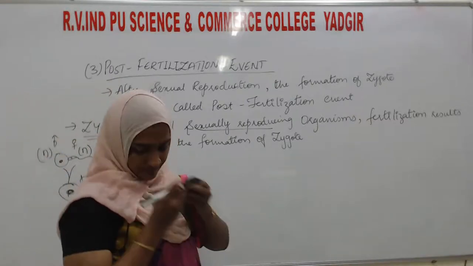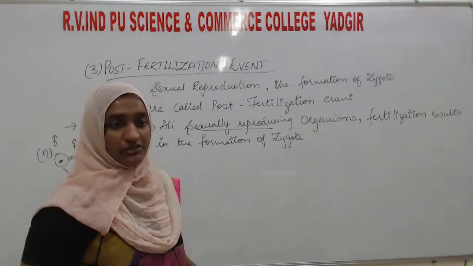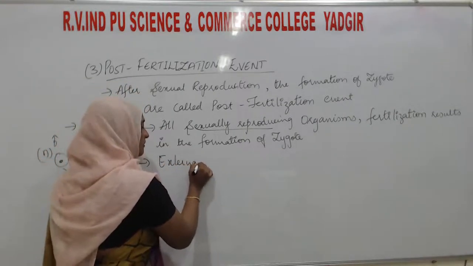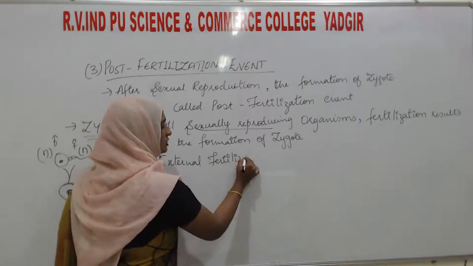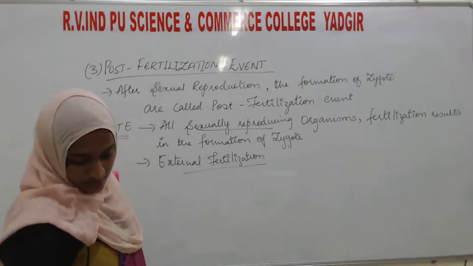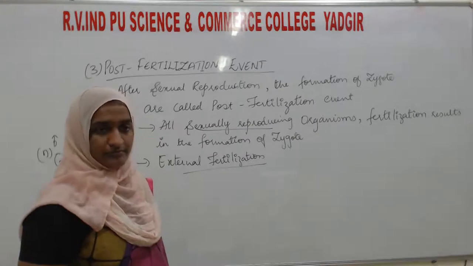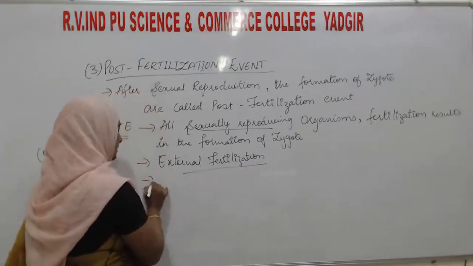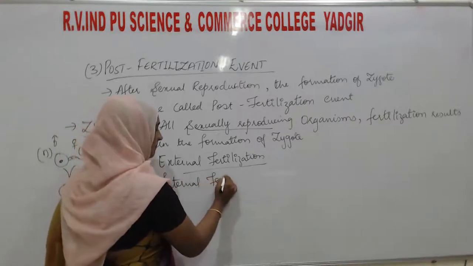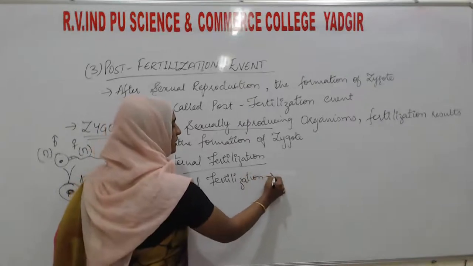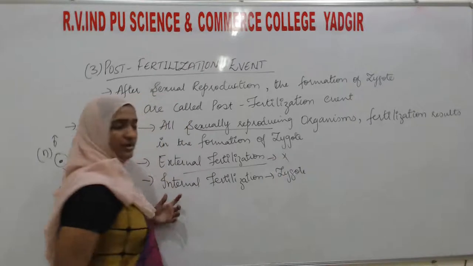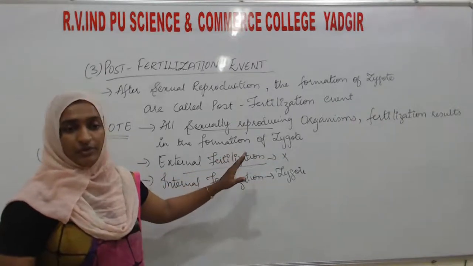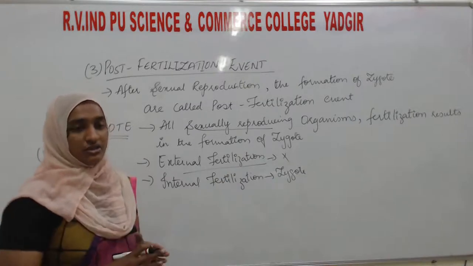The next thing: in organisms with external fertilization, just now we talked about the two different types of fertilization. In external fertilization, the external medium will be water, and the zygote is not going to form inside the female body. But in organisms which exhibit internal fertilization, there is a formation of zygote inside. In external fertilization, there will be no such zygote formation inside; directly the egg will hatch into the tadpole.